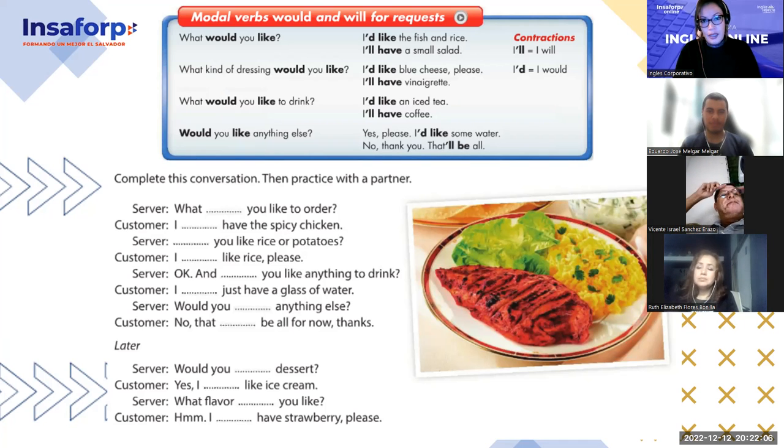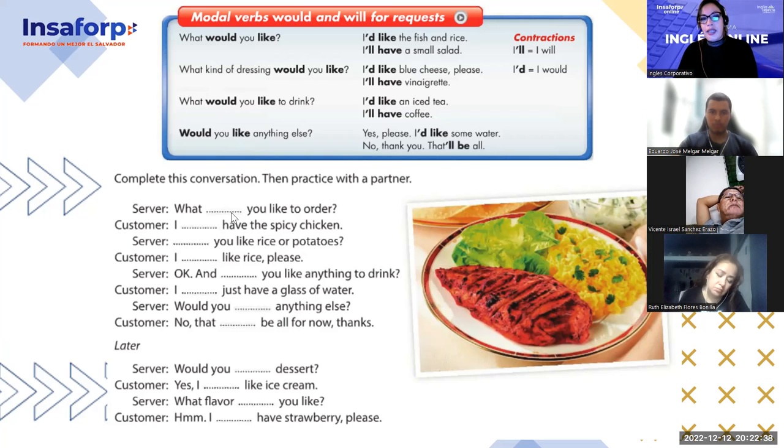No, thanks. Okay. All right, so let's practice. We have this exercise in which you have to complete. For example, here, the first thing is a conversation between a server and a customer. So we have to complete, the first one is the question. For the question, we're going to use would. So here, it would be: What would you like to order?